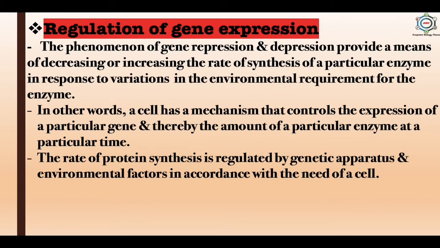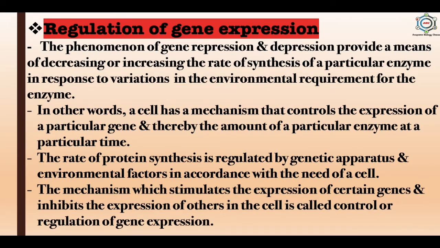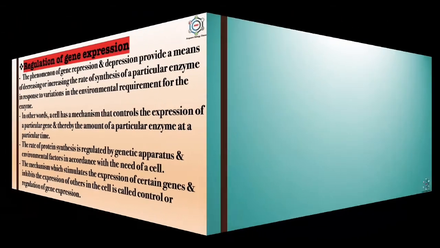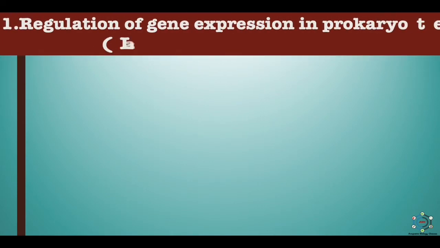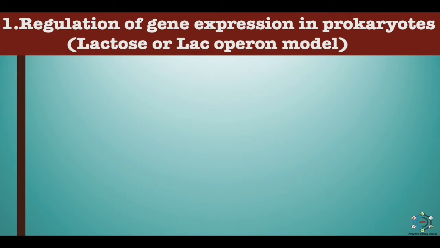The rate of protein synthesis is regulated by genetic apparatus and environmental factors in accordance with the need of a cell. The mechanism which stimulates the expression of certain genes and inhibits the expression of others in the cell is called control or regulation of gene expression. Now, the regulation of gene expression in the case of prokaryotes. And here, the lactose or lac operon model for gene regulation in prokaryotes.